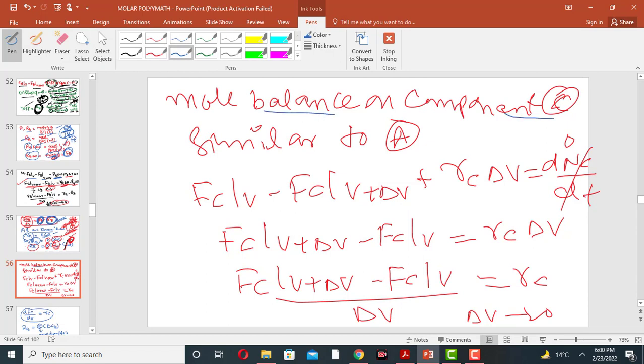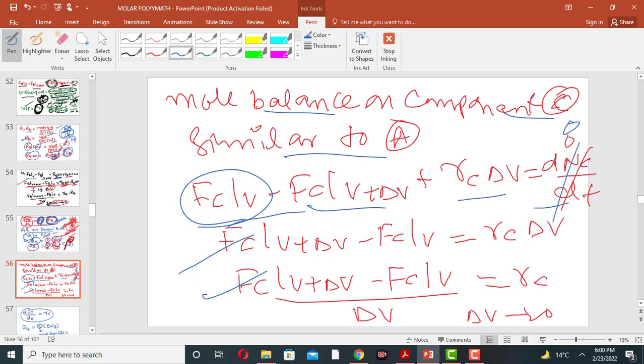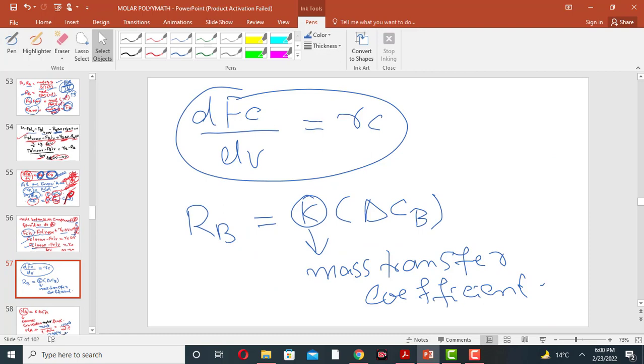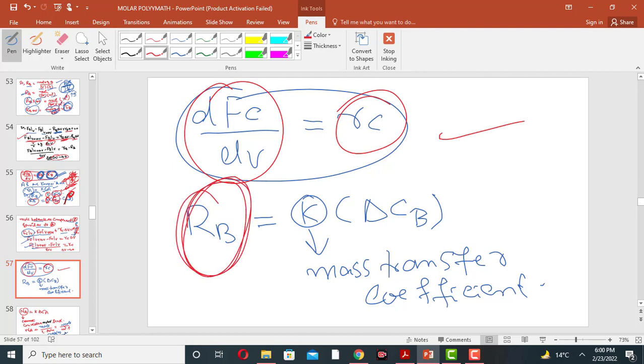The mole balance on component C is similar to component B, the same process. Component C entering, leaving, generation, and at steady state it will be 0. Rearranging this equation, the mole balance on component C will be dFC divided by dV is equal to RC. Again, this is the rate of moles per unit volume per unit time going out through the sides of the membrane, equal to the mass transfer coefficient times the change in concentration of B.